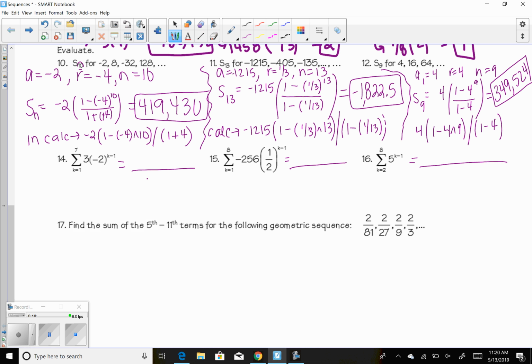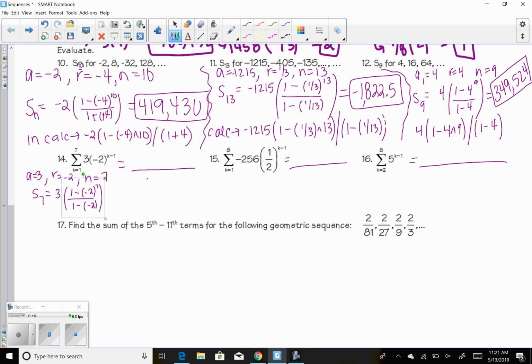All right, so my first term on 14, you're starting with the first term, which was 3. Your ratio is inside. R is negative, ooh, go back. Okay, R is negative 2. And n: you're summing the first to the 7th term. If you counted that on your fingers, that's 1, 2, 3, 4, 5, 6, 7, right? So n is 7. So S7 equals what you start with, which was 3, times 1 minus the r, which is negative 2, put it in parentheses, to the 7th power over 1 minus negative 2.